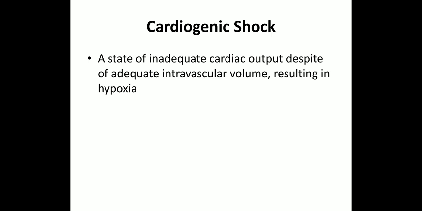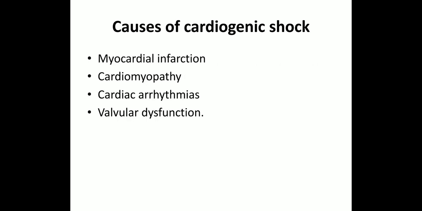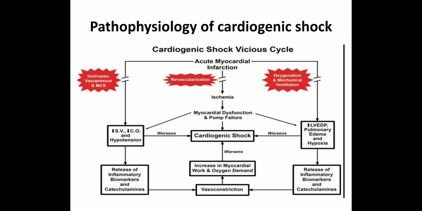The next is cardiogenic shock. In this, volume is adequate, but there is inadequate cardiac output that can lead to hypoxia and ultimately shock. What are the causes? Most common is MI; others are cardiomyopathy, arrhythmias, and valvular dysfunction. What is the pathophysiology? If there is acute MI, it can lead to ischemia, then myocardial infarction, and by three mechanisms it can lead to cardiogenic shock: by decreasing the stroke volume and ultimately cardiac output and hypotension, or by increasing the left ventricular end-diastolic pressure, causing pulmonary edema and hypoxia, or by releasing inflammatory biomarkers and catecholamines.